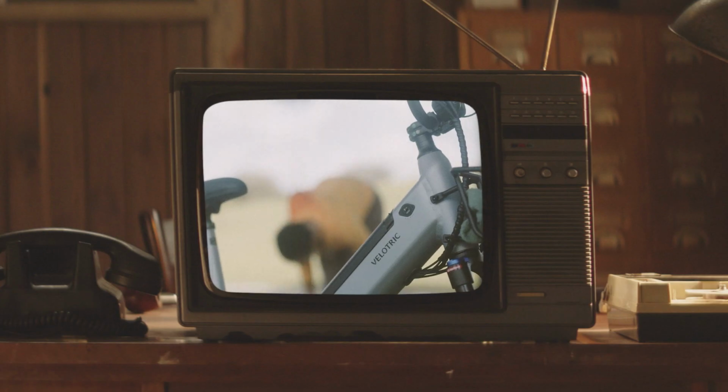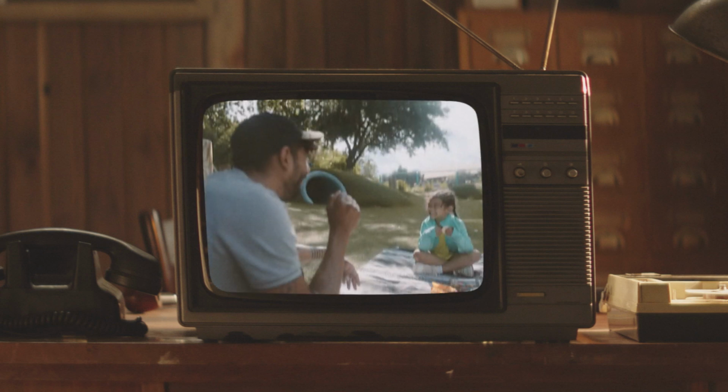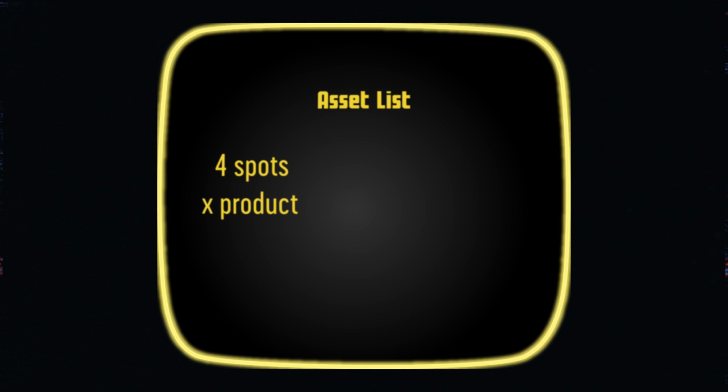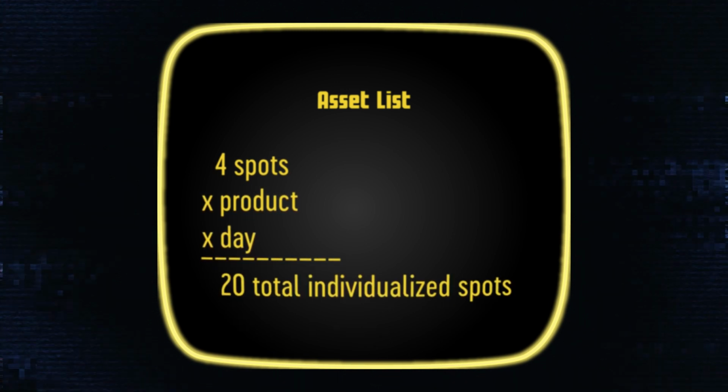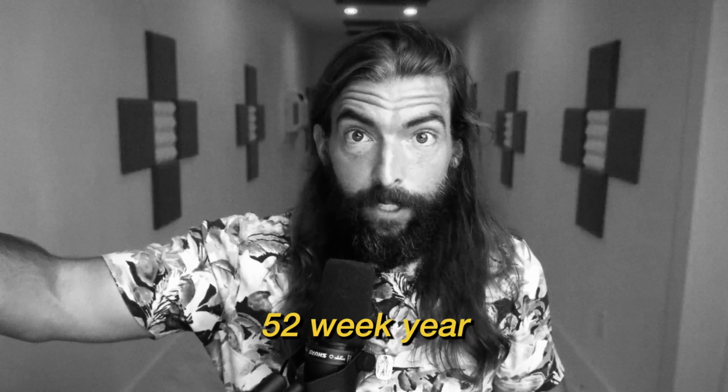So you're going to end up having an overall video, which is all the scenarios together plus the backdrop. And then you're going to have a video for each scenario. So you're going to end up with 4 spots per product per day, right? So at the end, you have 20 total individualized spots. And then you'll be able to mix and match into a bunch of different variants. I believe really quickly, you're going to end up with at least 1 spot every other week across the 52-week year, right? You can see how that adds up quickly.